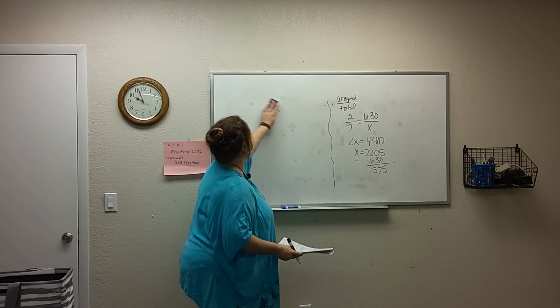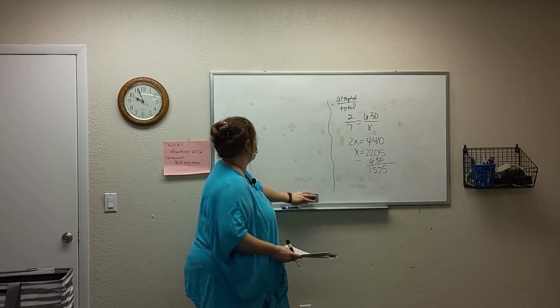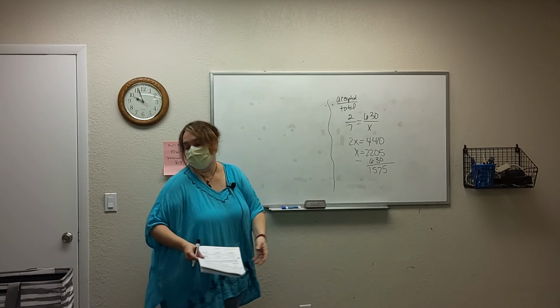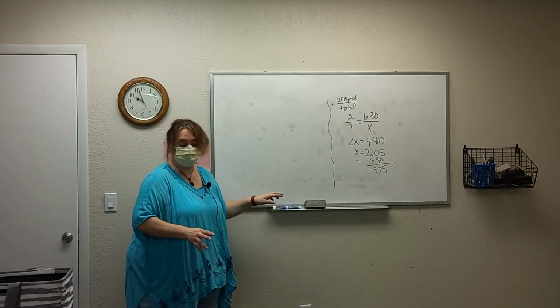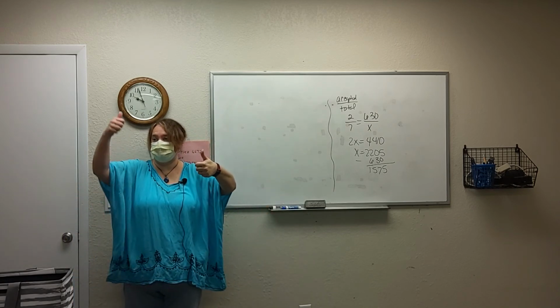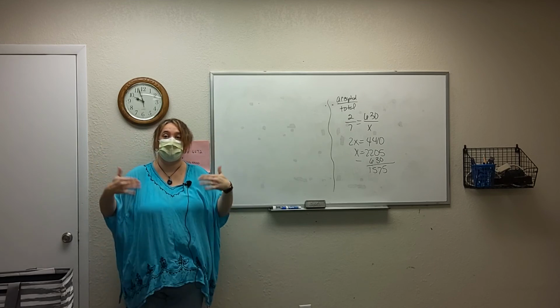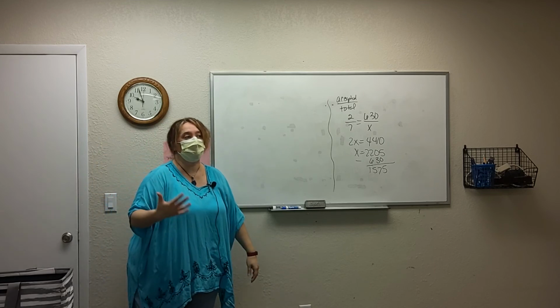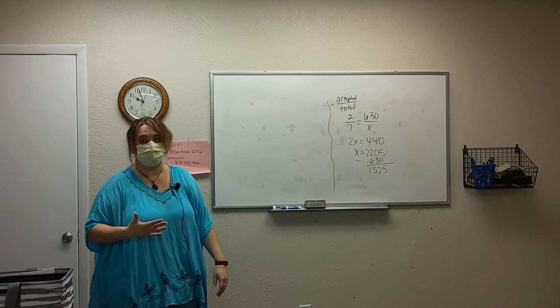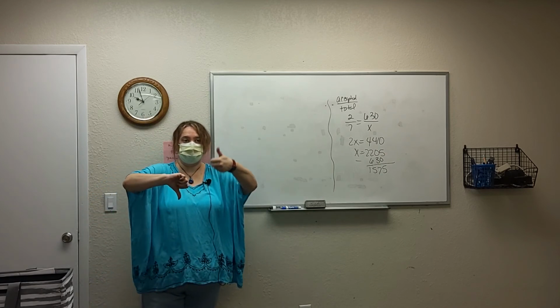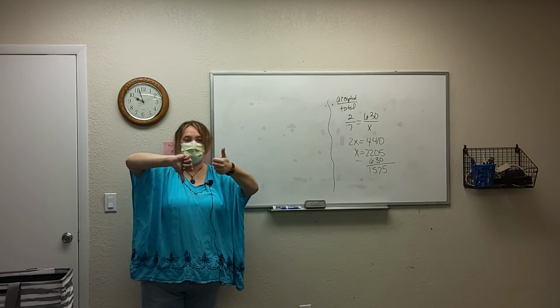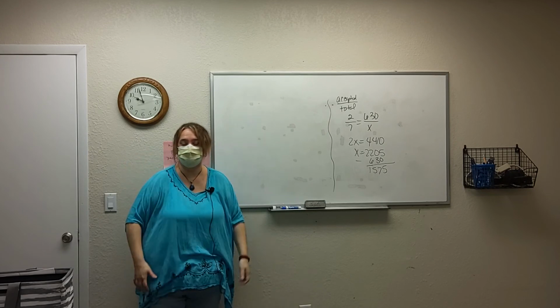So everything we've done so far as proportions have been direct proportions. With direct proportions, you have fractions on both sides, and as one quantity goes up, the other one goes up. As one goes down, the other one goes down. They do the same thing. They are direct. There's another type of proportion out there called the inverse proportion. And it is exactly what it sounds like. As one quantity goes up, the other one goes down. As one goes down, the other one goes up. They just work opposite. Okay?